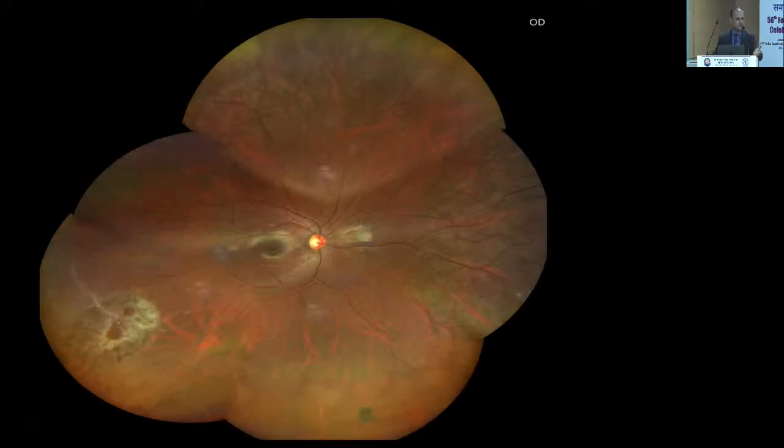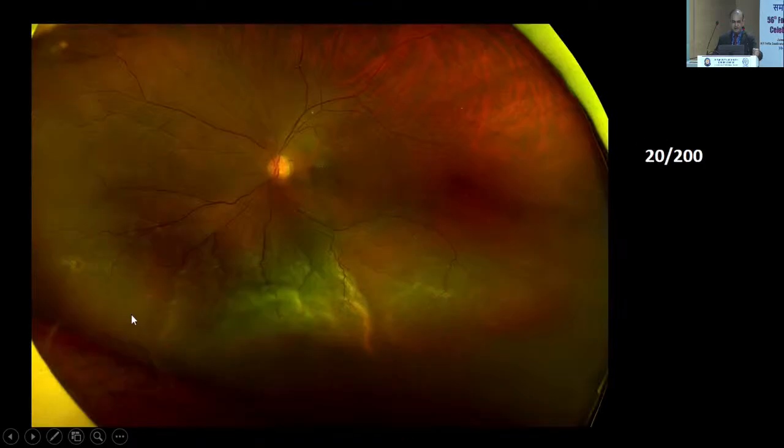And I have a minute, I believe. Yeah. And this is how the patient is at 10 days, where you can see the entire coagulum totally absorbed and an attached retina with surrounding laser marks.